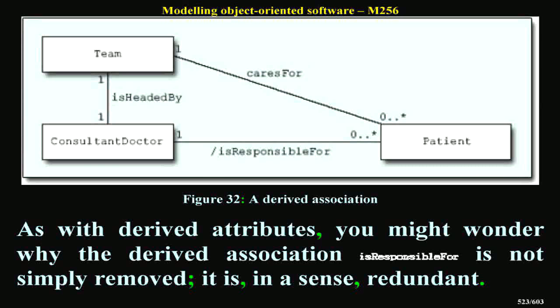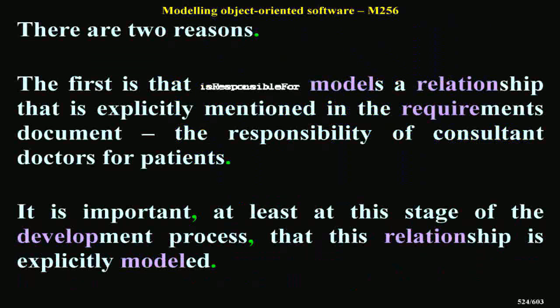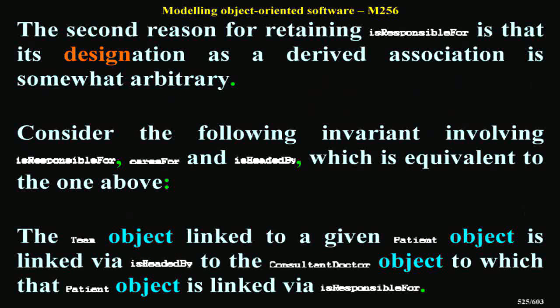As with derived attributes, you might wonder why the derived association is not simply removed. It is, in a sense, redundant. There are two reasons. The first is that it models a relationship that is explicitly mentioned in the requirements document, the responsibility of consultant doctors for patients. It is important, at least at this stage of the development process, that this relationship is explicitly modeled. The second reason for retaining it is that its designation as a derived association is somewhat arbitrary.